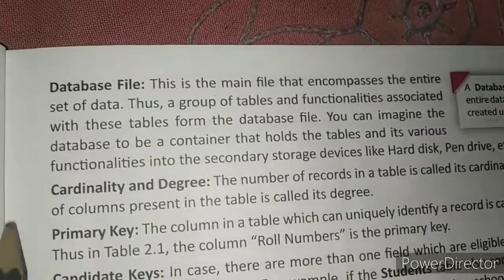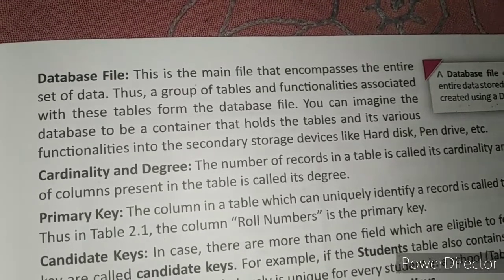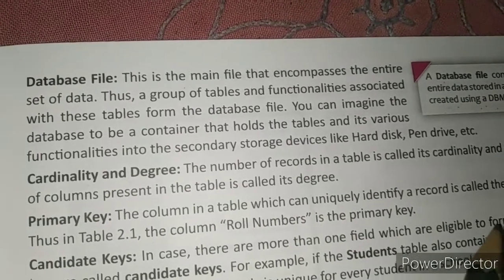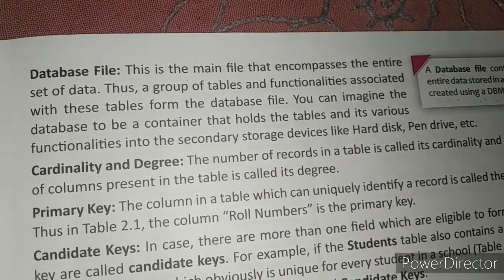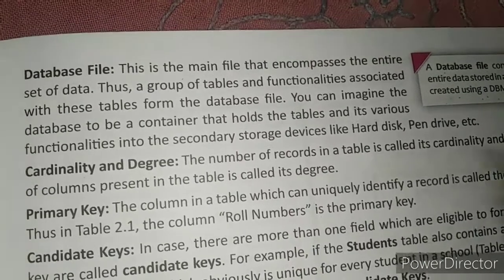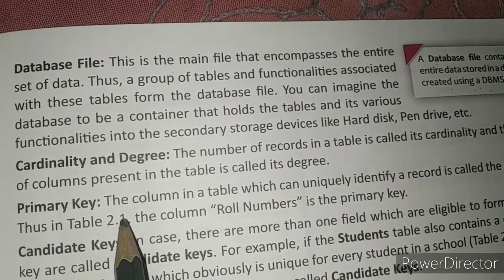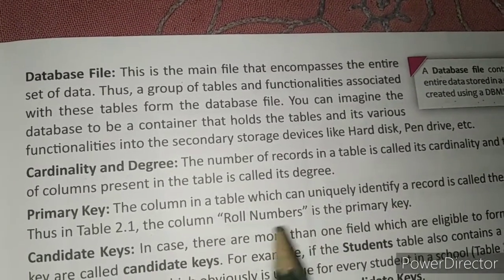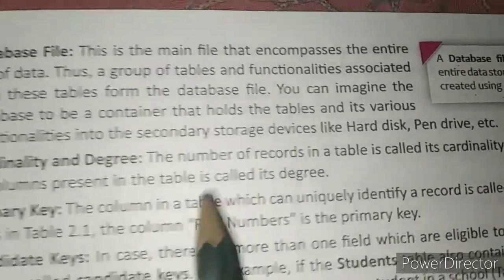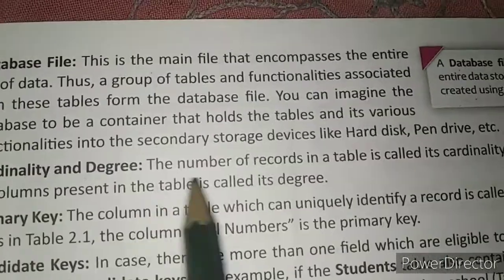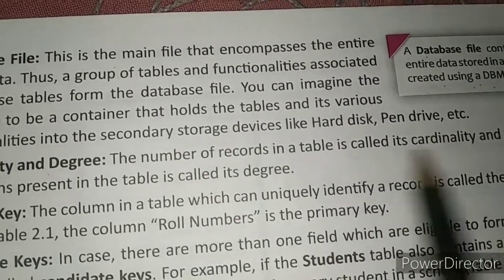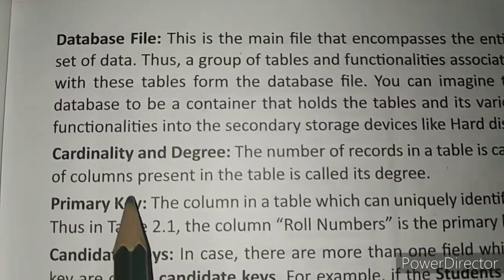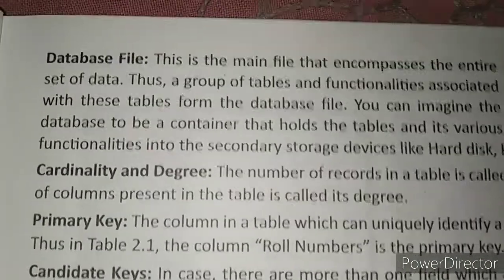Now the next thing, cardinality and degree. One thing you should know is that the number of rows or tuples is known as cardinality, and the number of columns present in the table is called degree. So let us see cardinality and degree. The number of records, meaning rows or tuples, in a table is called cardinality, and the number of columns present in the table is called degree, as we have already discussed.